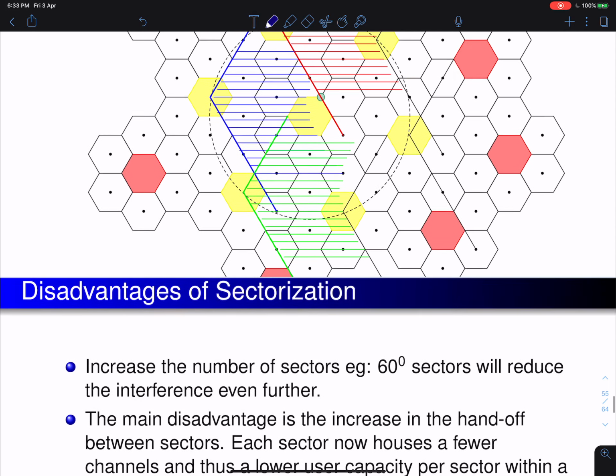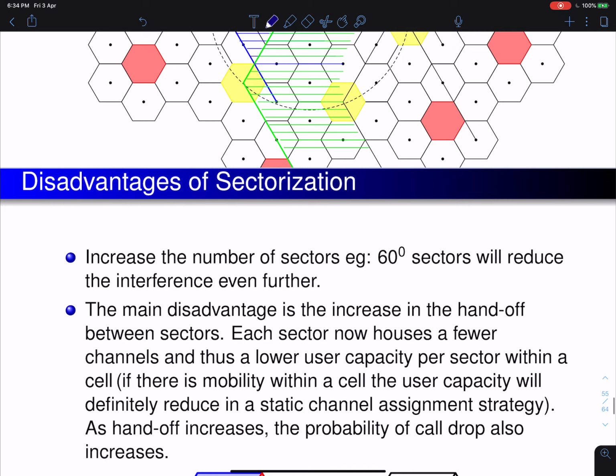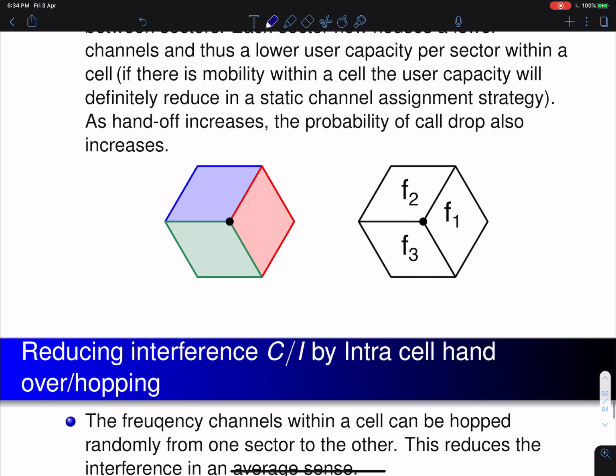Cellular systems are mostly interference limited. So if you reduce your cellular interference, then you can have a better quality. When I say quality, the bit error rate will be really low. So that's what I mean by better quality. With this, we have discussed the main important points of cell splitting and frequency reuse.